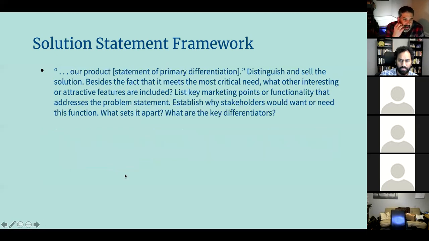Okay, then the last thing, our product statement of primary differentiation distinguishes and sells the solution. Besides the fact that it meets the most critical need, what other interesting or attractive features are included? So we're not going to go down every feature, but if there are some other things, and oh, by the way, it also provides that added benefit, we can do that.